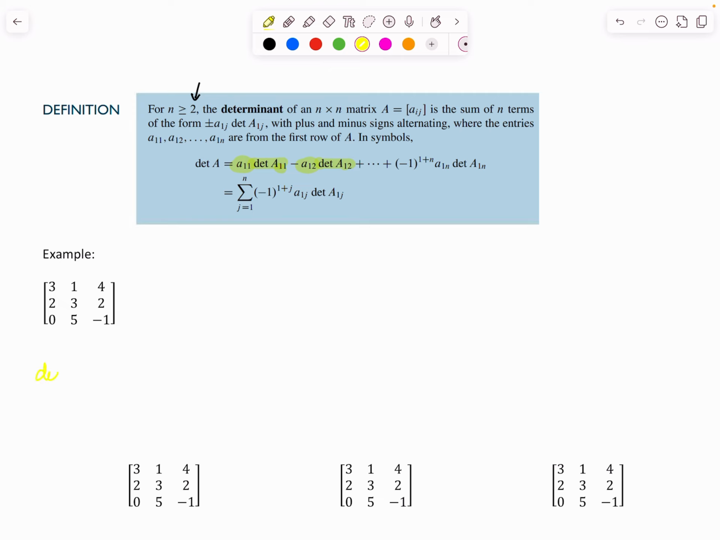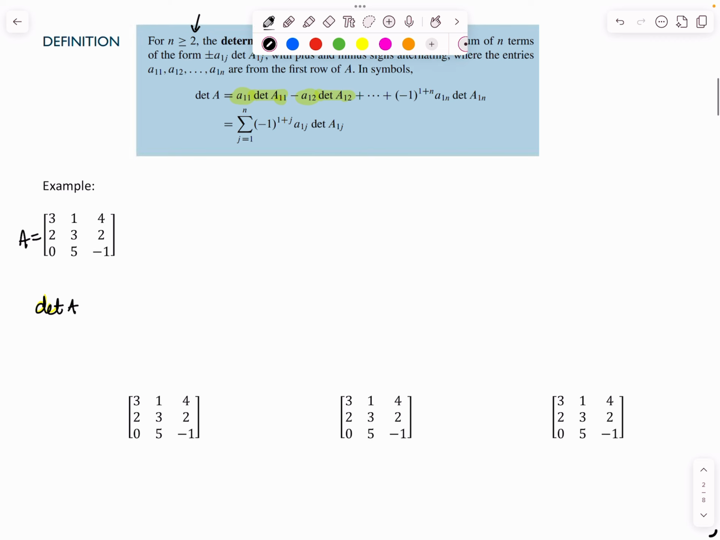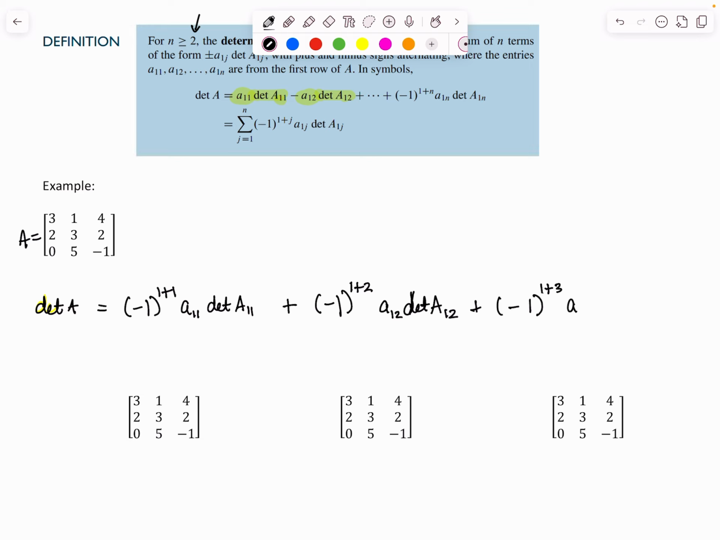Eventually, I'm going to show you how you can get away from having to use the notation. But for this one, the determinant of A, if this is matrix A, using this notation, is (-1) to the 1 plus 1 times A1,1 times the determinant of A1,1, plus (-1) to the 1 plus 2 times little A1,2 times the determinant of the submatrix A1,2, plus (-1) to the 1 plus 3 times little A1,3 times the determinant of the matrix A1,3.